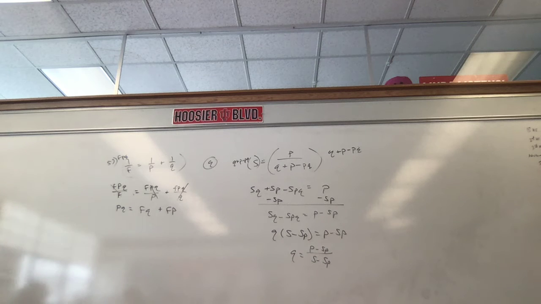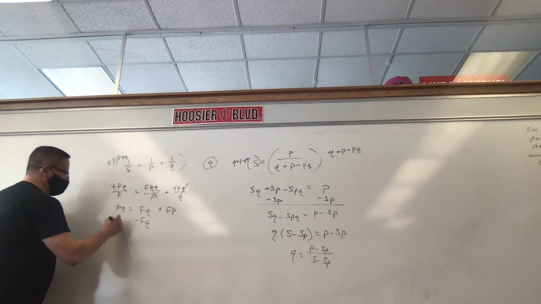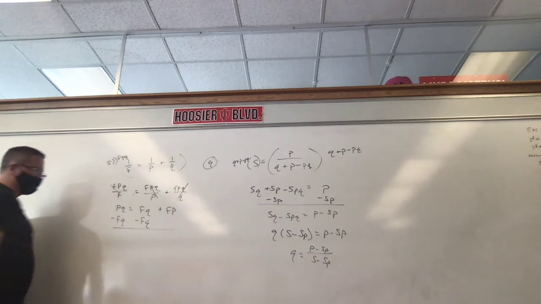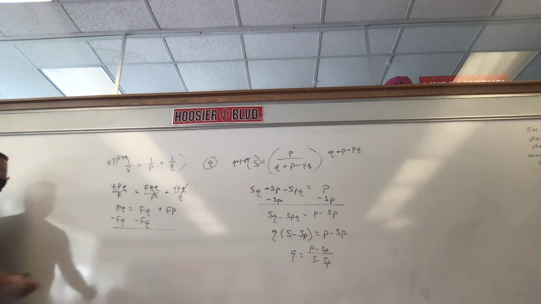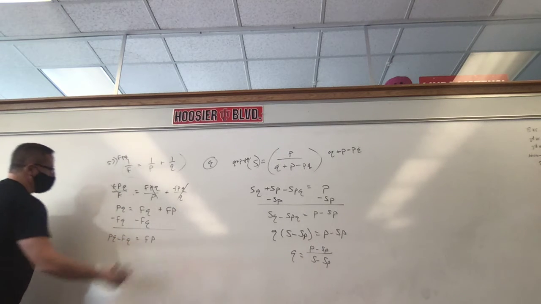So now what should we do? We want to solve for Q. What are we going to do? Minus FQ. Why are you doing that? Because we want all the Q's on one side. So we have PQ minus FQ equals FP. Now what?